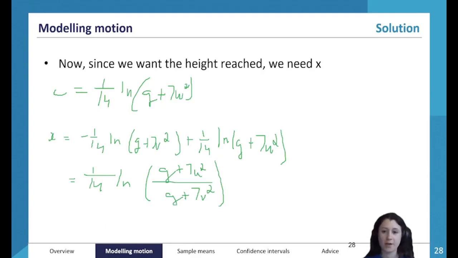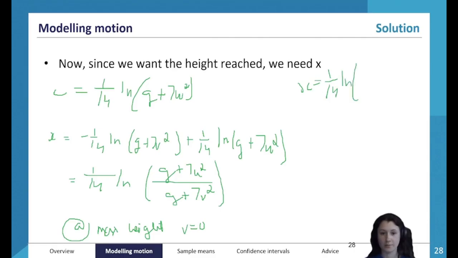Alright, the final thing we need to do is just remember that what we were going through before, at the maximum height, the velocity is equal to 0. So all we need to do is just sub v equals 0 in. So we're going to have x equals 1 on 14 ln g plus 7u squared over g plus 7g. Alright? And that will be our answer there.